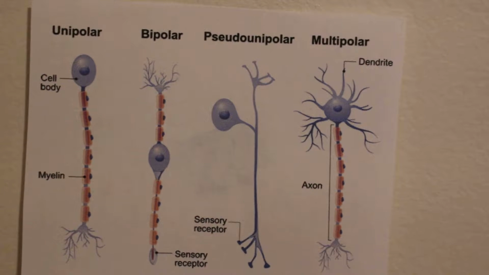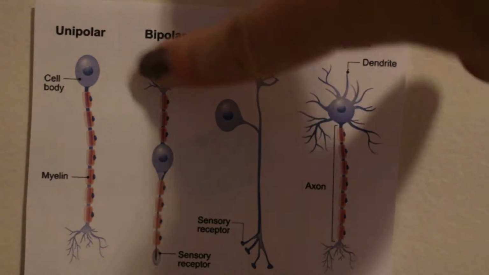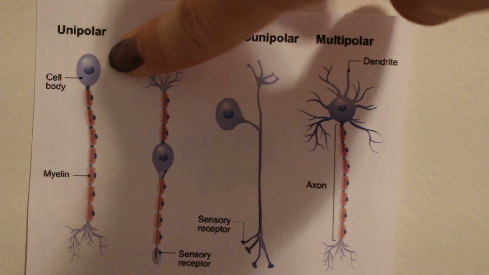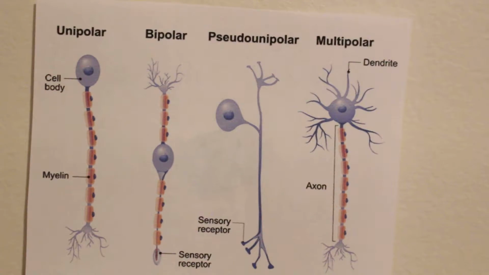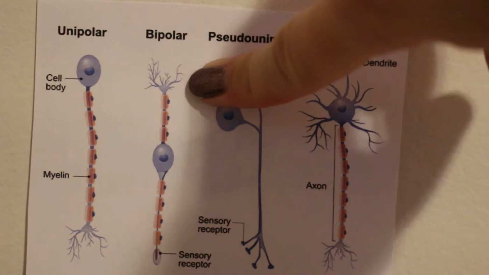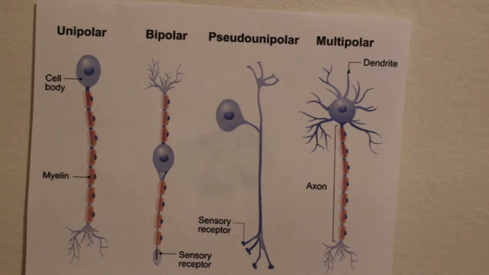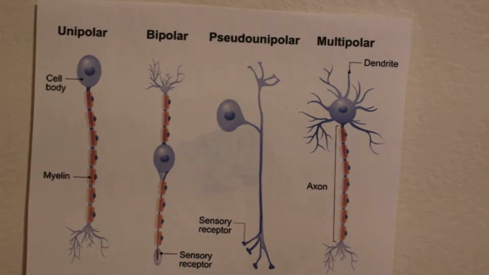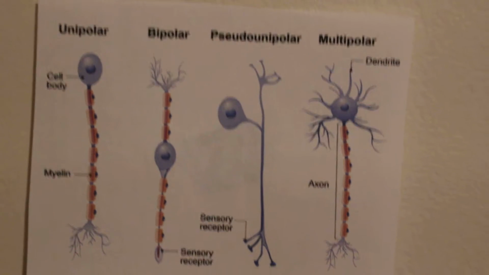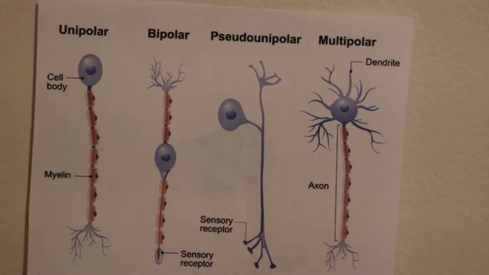So there are structural classes of them. Unipolar is a single stem divided into a dendrite and axon. They're mainly sensory. And then there are bipolar, which are two processes, usually at opposite ends. These are also sensory, but they are the least common. And then there are multipolar, which are multiple processes associated with the cell body, and these are the most common.